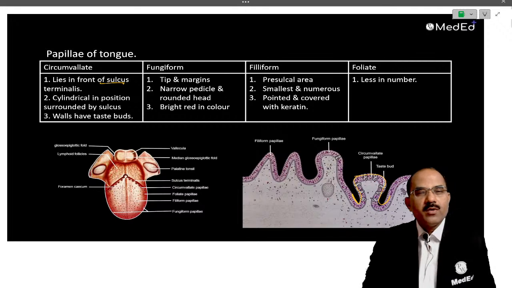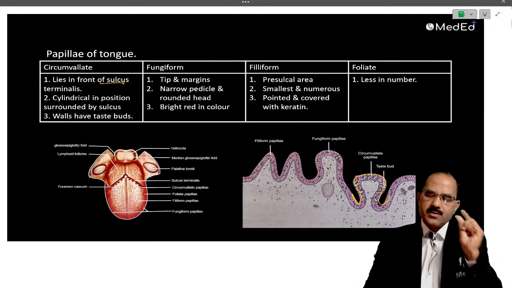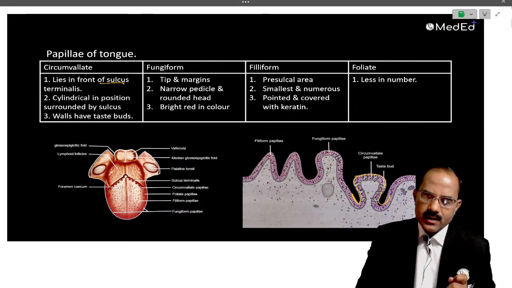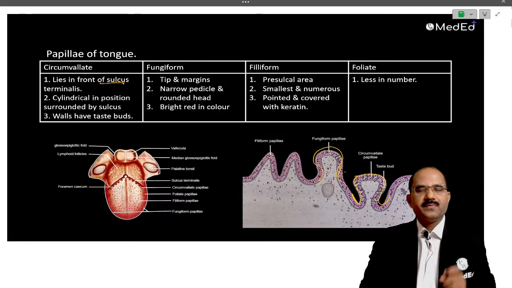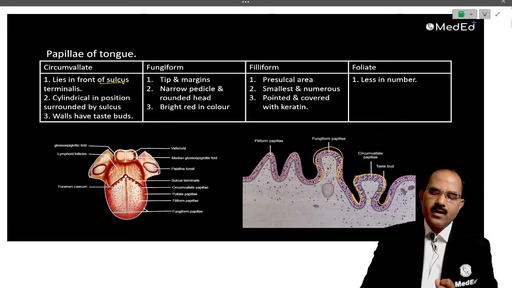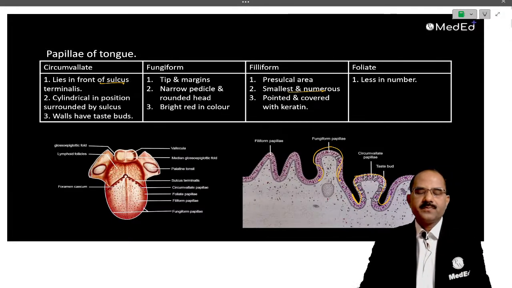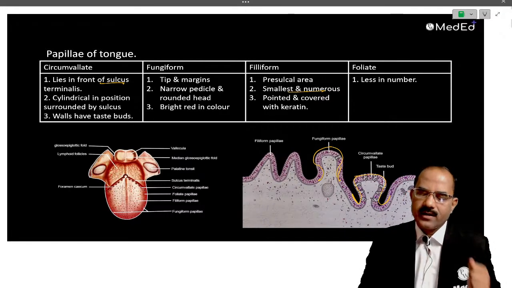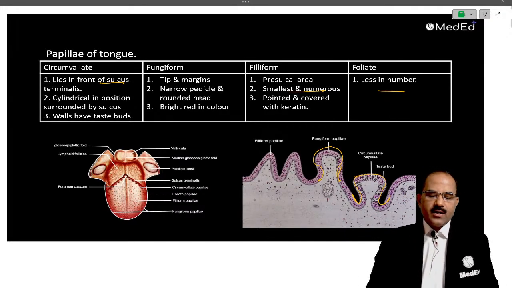We have the fungiform papillae, which are mainly present on the tips and the margins of the tongue. A small pedicle. Fungiform has a pedicle and a rounded head. So this is the rounded head, and it has a pedicle like this. It is bright red in color. Filiform papillae are present in the presulcal area, small and numerous, covered with keratin. So the epithelium is stratified squamous keratinized, and foliate papillae are less in number. Right? So clear with this?